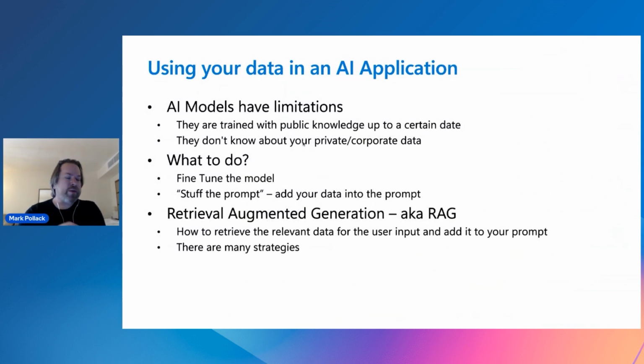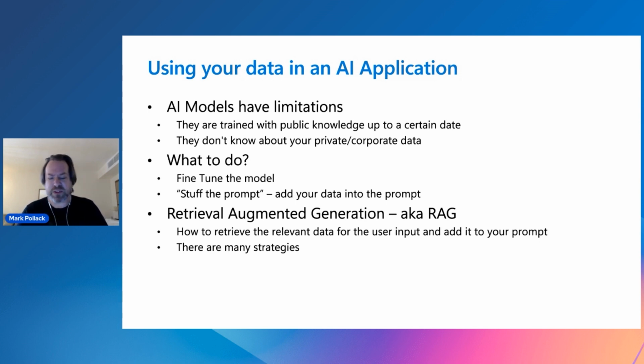So a very common request is, how do you use your data in an application? AI models have limitations. One of them is they're trained with information only up to a certain date. Training these models is very expensive, costs millions of dollars and huge amounts of compute resources. So you can't run a nightly job to update the model. So if you want to ask it things that it doesn't know about, what do you do? Also, it certainly doesn't know about data it's never been trained on, right? Your data, that is your proprietary information.